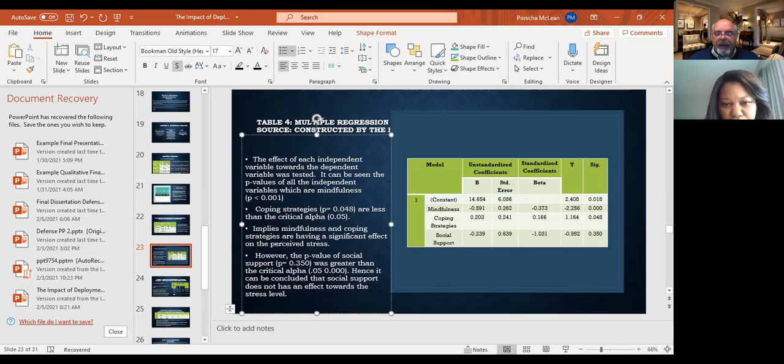Good. So do I still, with the 0.00? Delete all them zeros. Okay. Good. So if it's greater, then it doesn't have a significant effect. Exactly. So hence, a game that support does not have an effect towards the stress level. That's perfect.